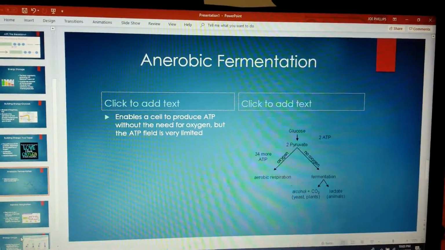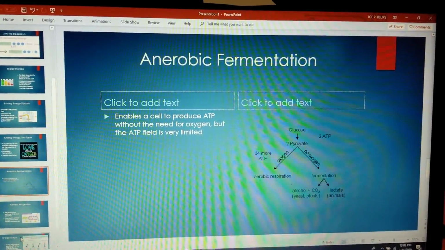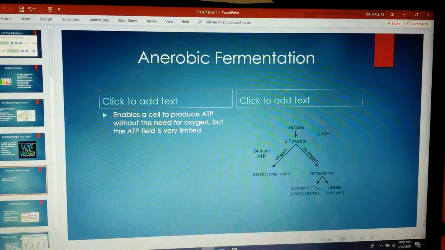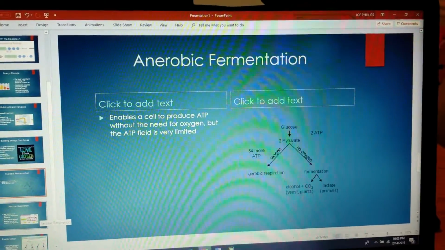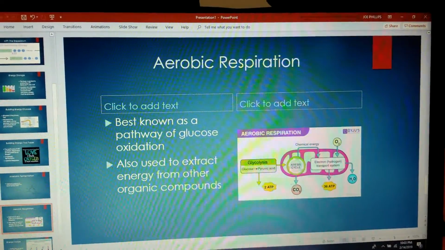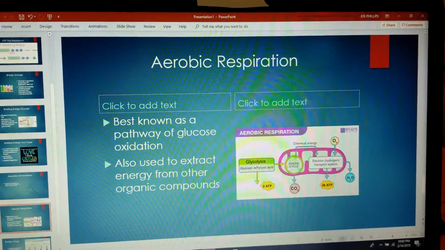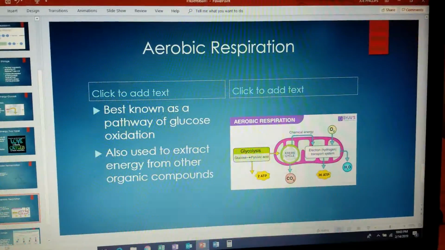Anaerobic fermentation, as you can see in the following image, enables a cell to produce ATP without the need for oxygen, but the ATP yield is very limited. Aerobic respiration, best known as a pathway of glucose oxidation, is also used to extract energy from other organic compounds, as you can see in the following image.